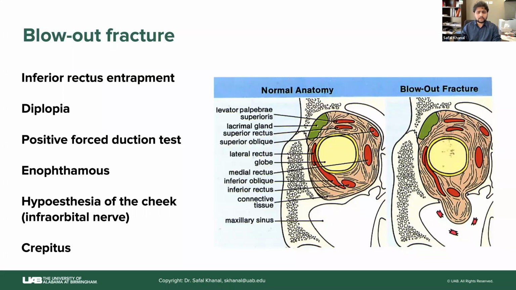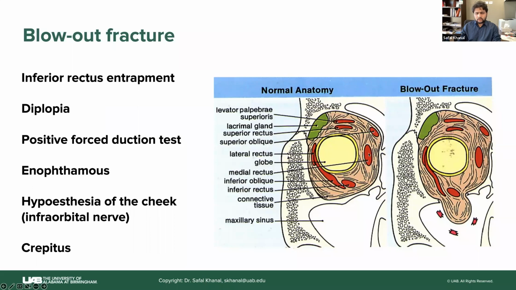It causes diplopia, and if you try to move the globe with the forceps towards this muscle, then there's a resistance. Oftentimes the globe is sucked into the orbit, and also you lose sensation on this part of the cheek, just inferior. You may also see some grating sound produced by the friction between bone and cartilage in this condition.